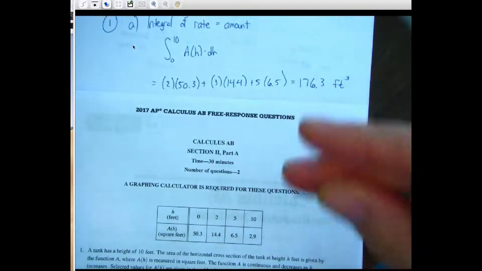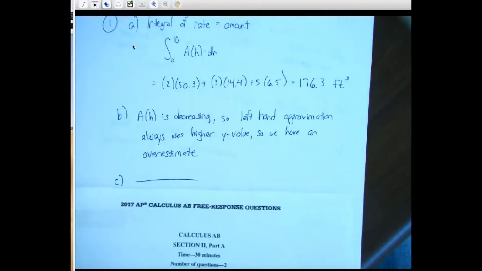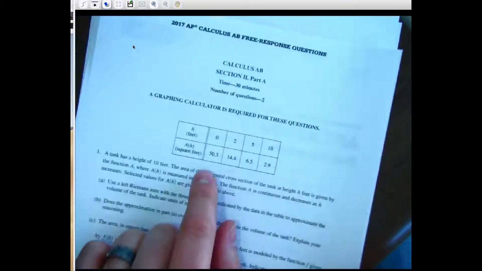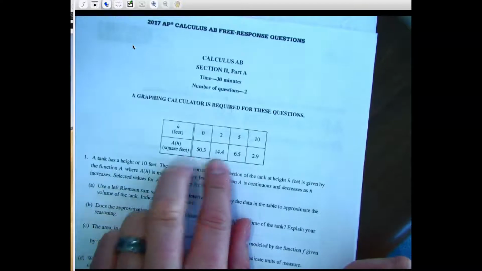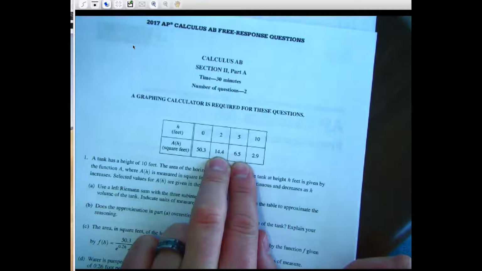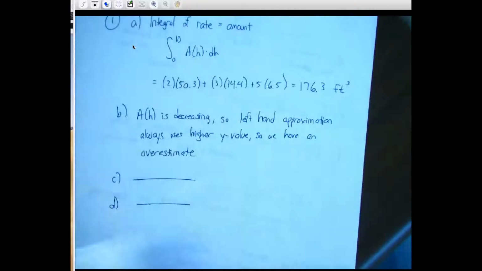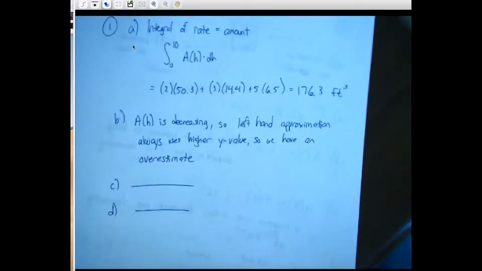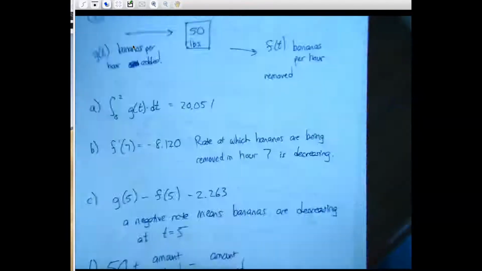Okay, part B, does it over or underestimate? Because these y values are going down, when you take the left-hand endpoint each time, you're taking the bigger of the two. So we took the 50.3 here, we took the 14.4, we took the 6.5. Because you're taking the left-hand endpoint and A of H is decreasing, you're always using the higher y value, so we have an overestimate. And then part C and D here get into cross-section volume, and that is not covered on this year's AP test, so you do not have to worry about those.